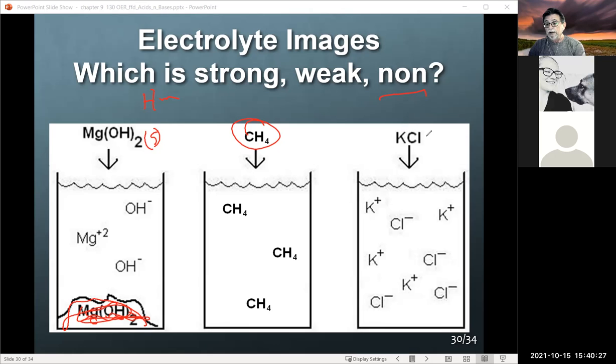Potassium chloride, extremely soluble. We got potassium out front, part of the big four. So all the ions are in solution and separated. So we end up with a strong electrolyte there, because of all the ions in solution.